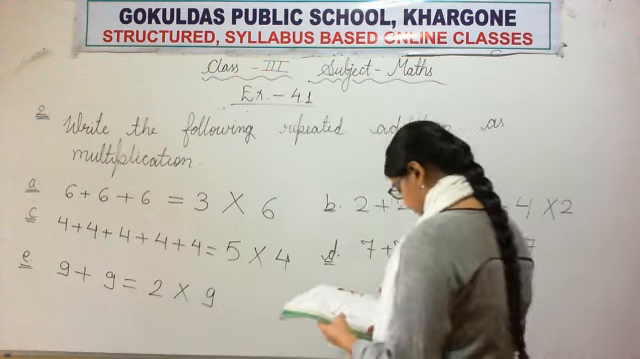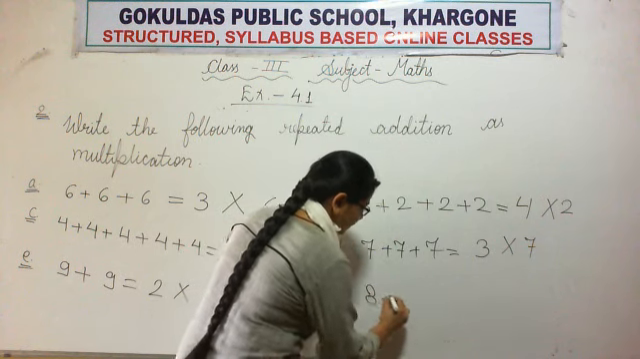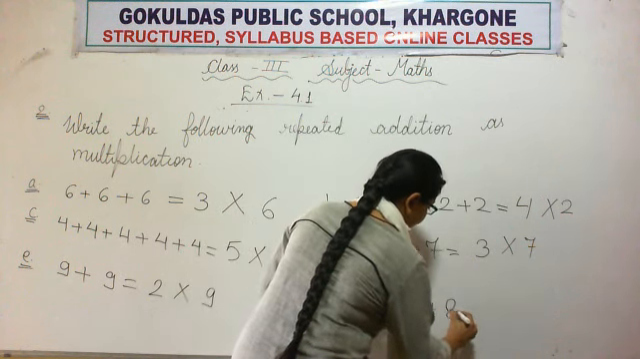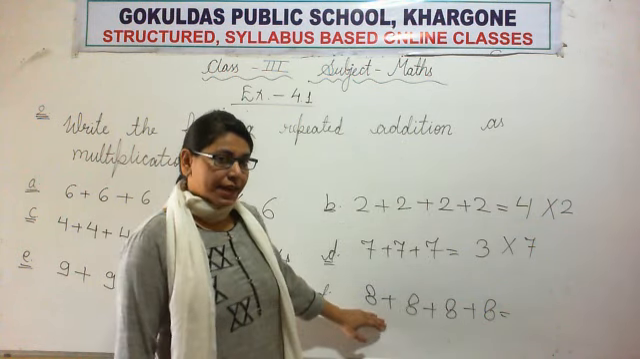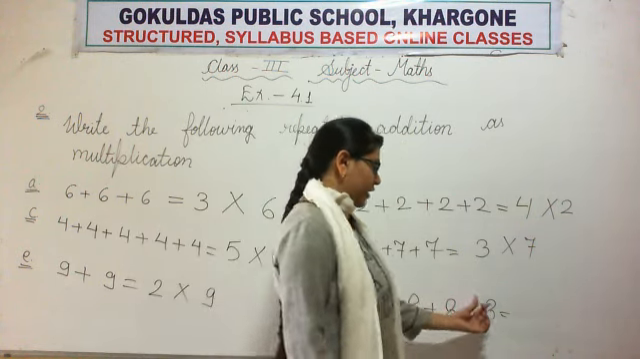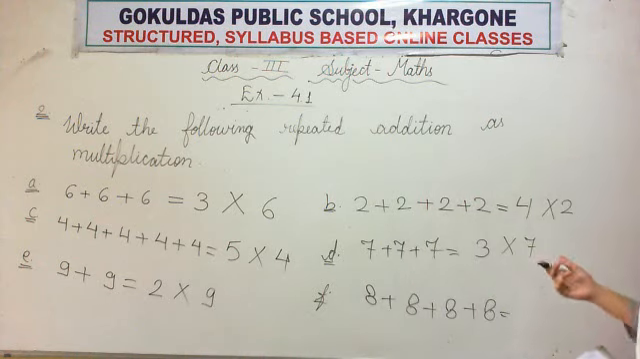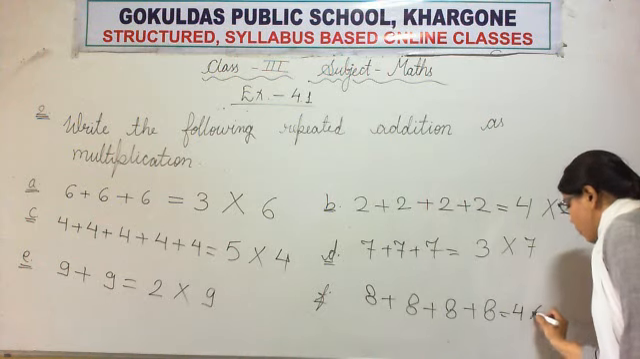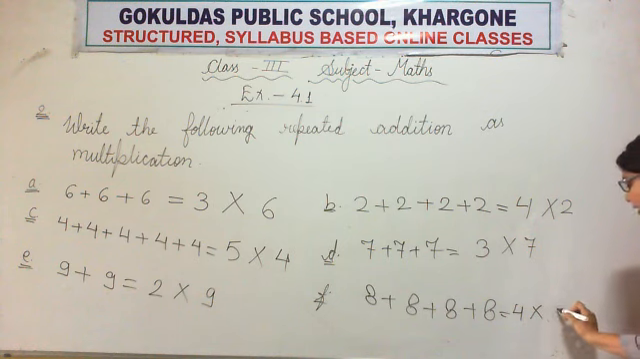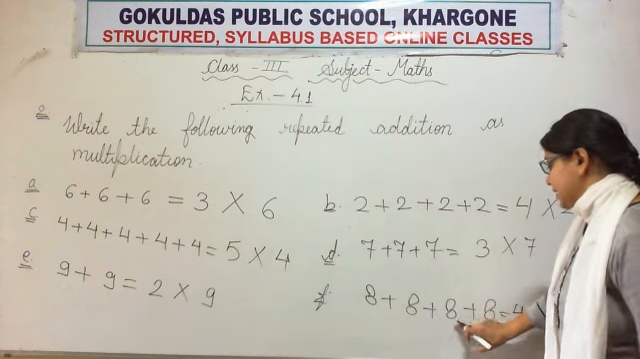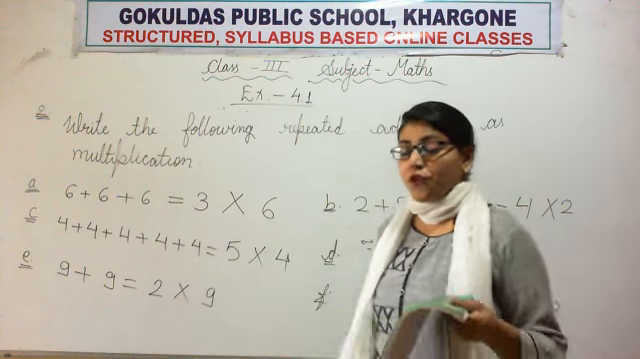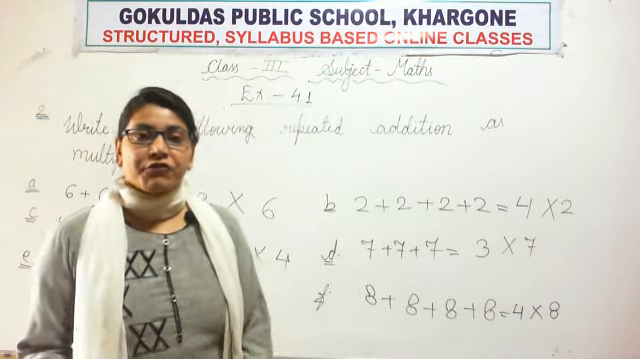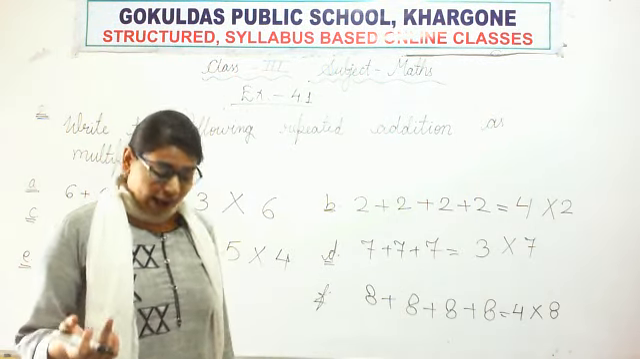Part F. 8 plus 8 plus 8 plus 8. Let's count how many times number 8. 1, 2, 3, 4. 4 times. 4 times what? Number 8. So 4 into 8. 8 plus 8 plus 8 plus 8 is equal to 4 into 8. So first of all, we will count the number of times. Then we will write the number.